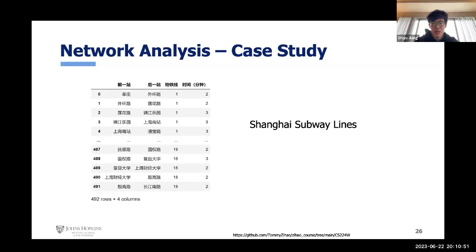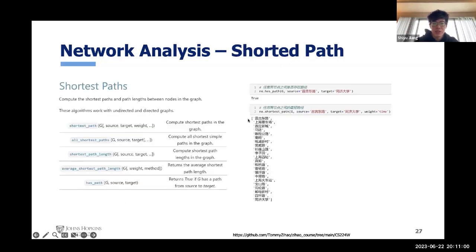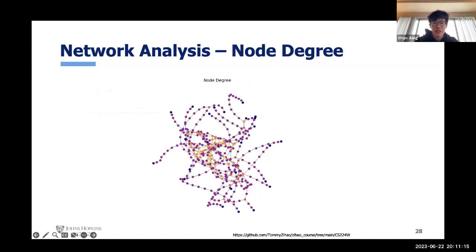So we are building the Shanghai subway lines as a graph, and we can do some importance analysis. We can find their shortest path, to check if there is a path between two nodes, and if there is one, we can find their shortest path. And after we build the Shanghai subway line, which is like this, we can check their node degree.